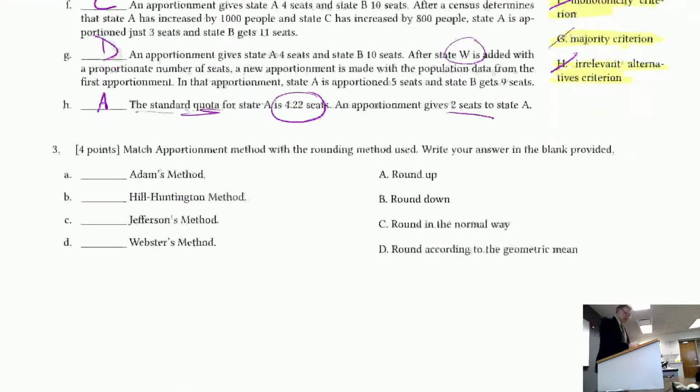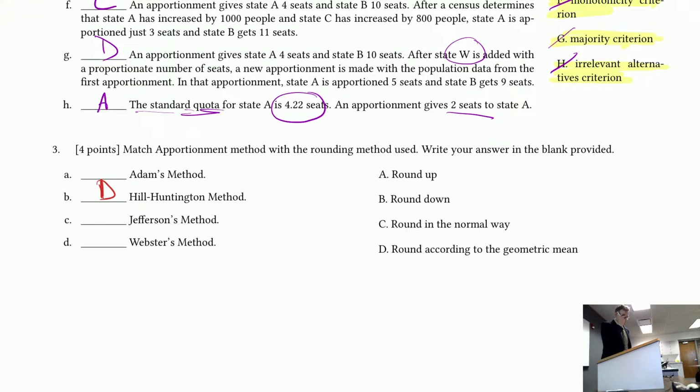Okay, now let's do this one. So Hill-Huntington is not on your exam, just so you know. We decided to skip that one, even though it's super cool. It's the one that is the most mathematical, and the rounding. All four of these are divisor methods, meaning that you guess and check the divisor until you get it to work.